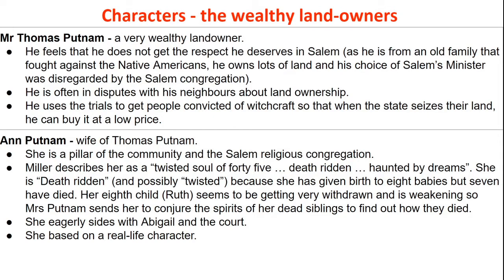Anne Putnam is his wife. She's a pillar of the community in the Salem religious congregation, but Miller describes her as a twisted soul of about 45, death-ridden and haunted by dreams. And she's death-ridden and possibly twisted because she gave birth to 8 babies, of which 7 died. And of course, in these times, the Puritans didn't have scientific or medical explanations for the death of so many babies, so they put it down automatically to witchcraft.